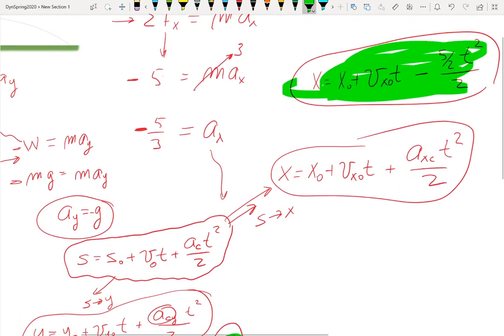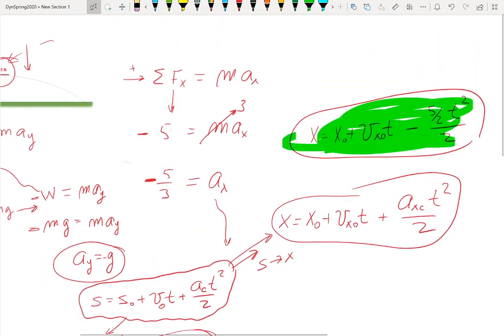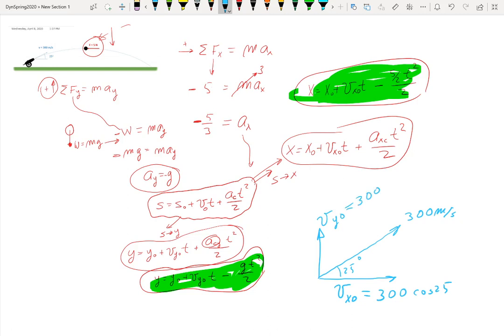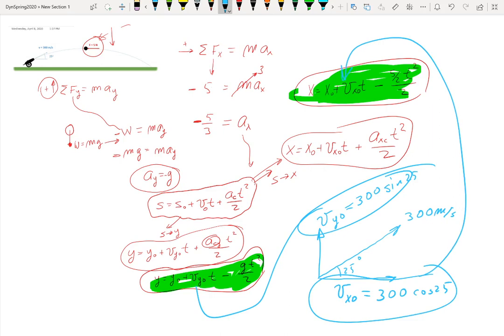With this one and this one together, and recognizing in addition that if you had this shooting at 300 meters per second at 25 degrees, then vx naught is 300 cosine 25, and vy naught is 300 sine of 25. That here, this there.